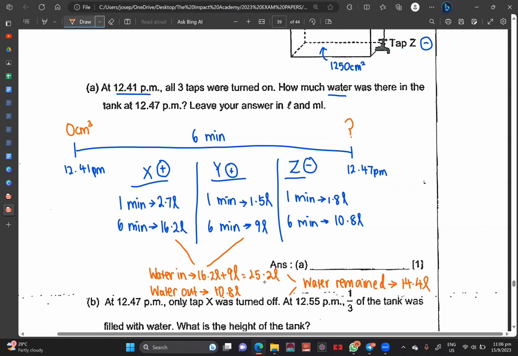Now, the question does not want you to leave it in liters only. The question says I want you to leave it in liters and milliliters. So 14.4 liters becomes 14,400, or in fact, over here, they want liters first, right?